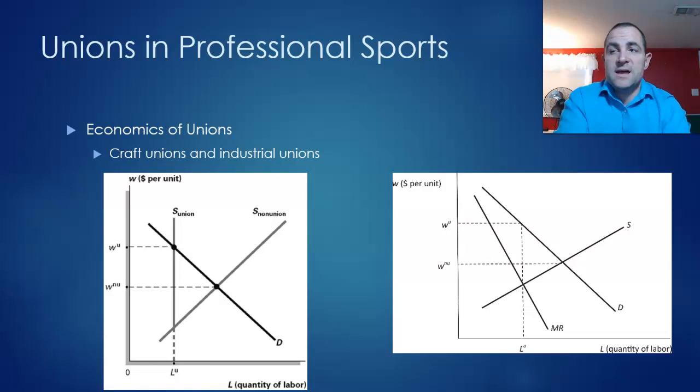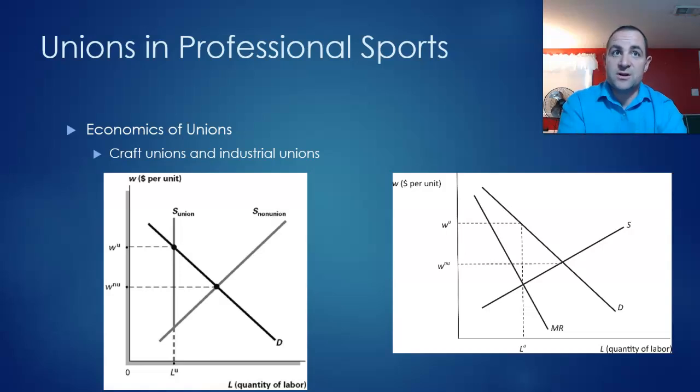In this video, we now turn to unions in professional sports. So, in general, unions typically fall into two categories: craft unions and industrial unions. Craft unions date back to the medieval guilds, and these are groups of skilled artisans who joined together to prevent others from entering the city to undercut their prices.